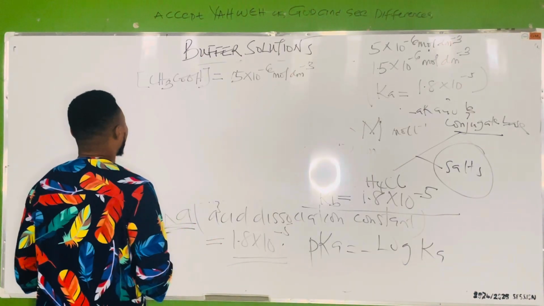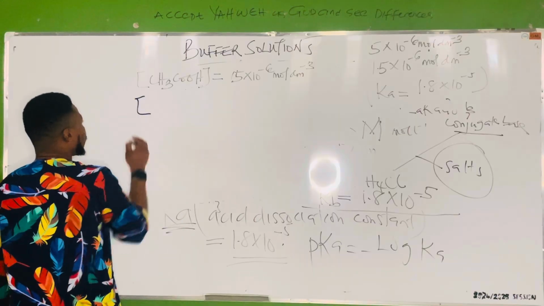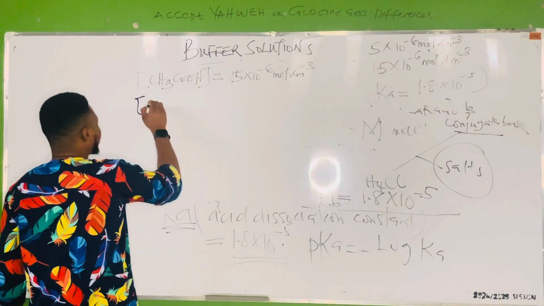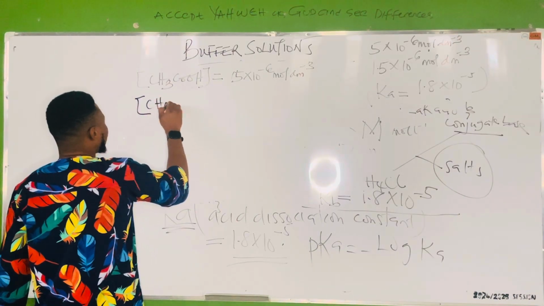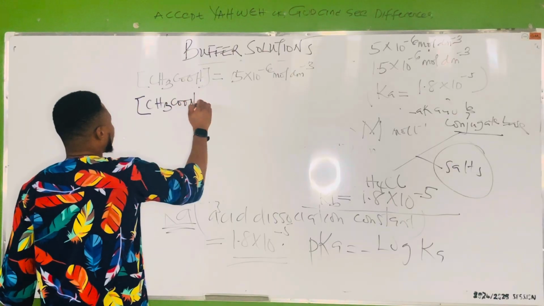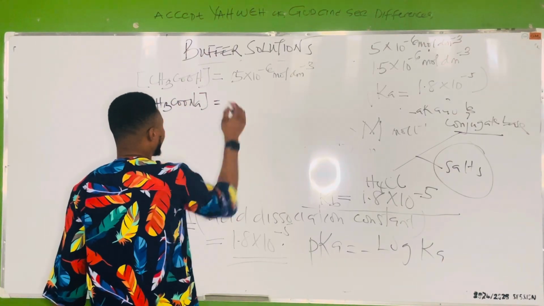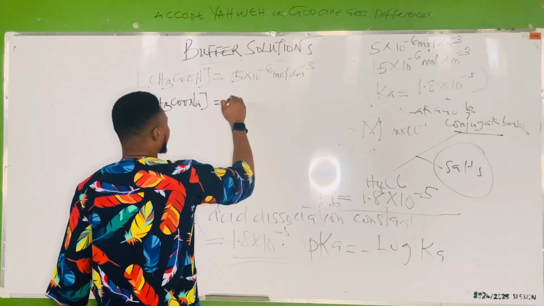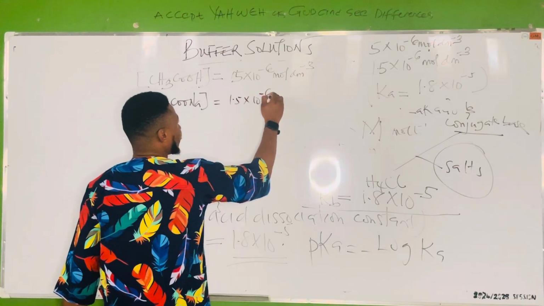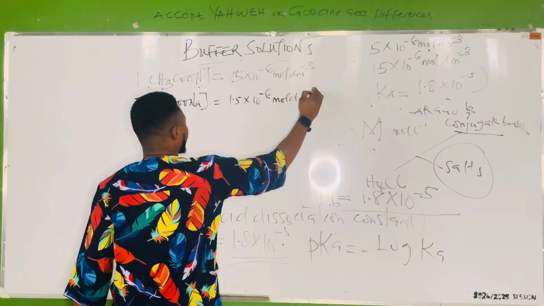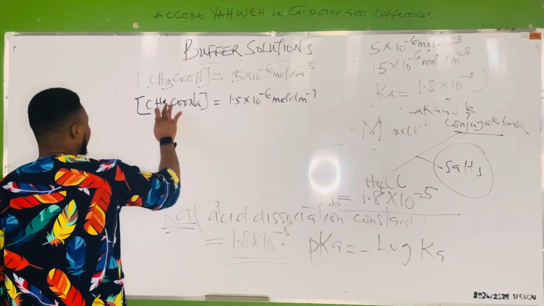That is the concentration of the acetic acid. Now, for your sodium ethanoate, it is CH3COONa. The value given in the question is 1.5 times 10 raised to power minus 6 mole per dm cube. Now it's very important to know these three places.